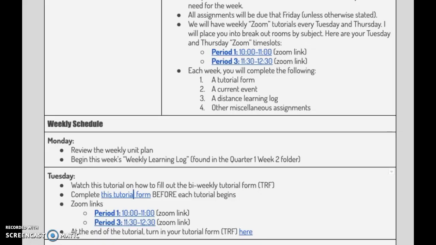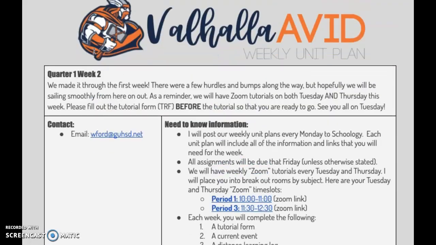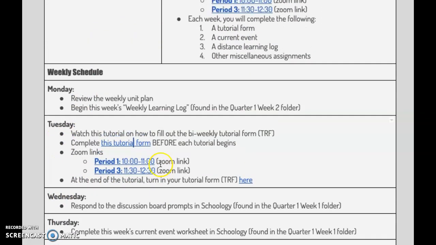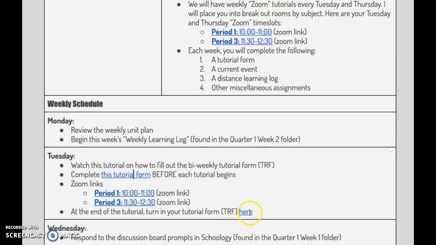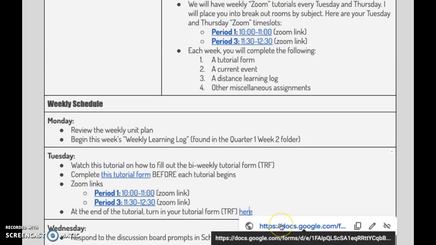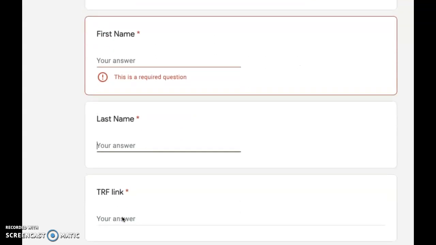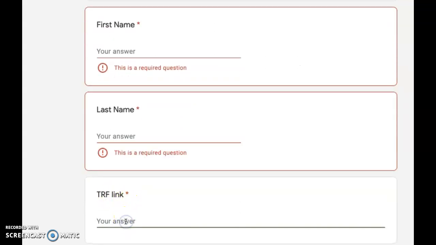Then I will go back to my weekly unit plan. And on my weekly unit plan, it says at the end of the tutorial, turn in your tutorial form here. I'm going to click on the tutorial form, open it up, and fill out this tutorial form submission. I'll put in my first name, I'll put in my last name, and then down here the TRF link. That link that I just copied, that I showed you how to copy back in your tutorial form. I'm going to paste it here.